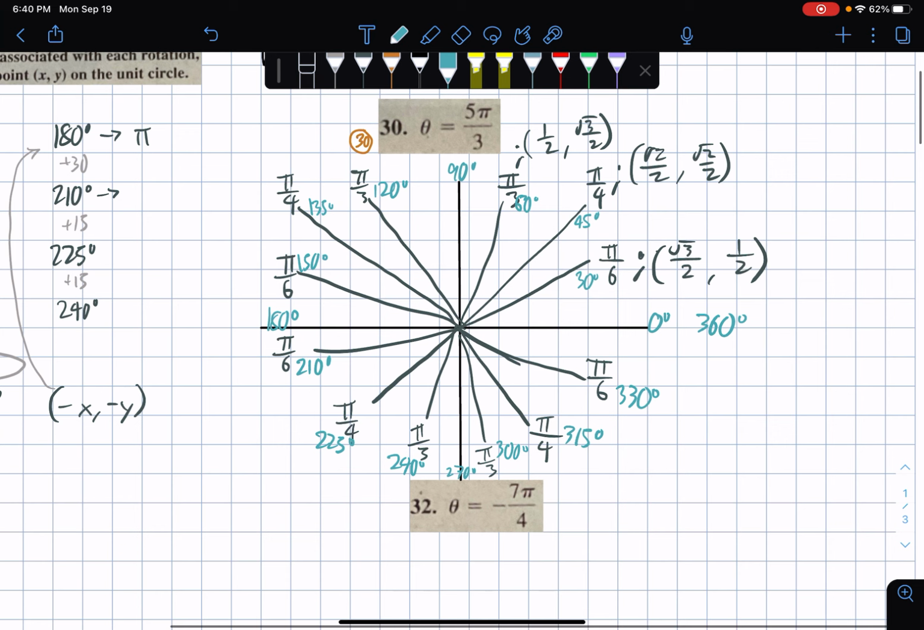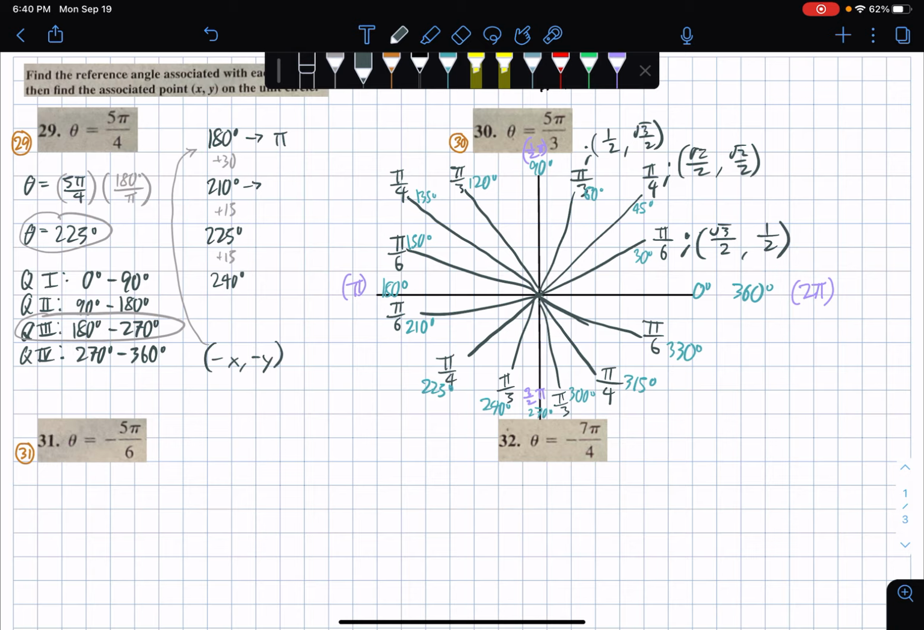There's also one thing you need to know about the unit circle. 360 degrees is equivalent to 2 pi. 270 degrees is equal to 3 over 2 pi. 180 degrees is equivalent to just pi. And 90 degrees is equal to one half pi.